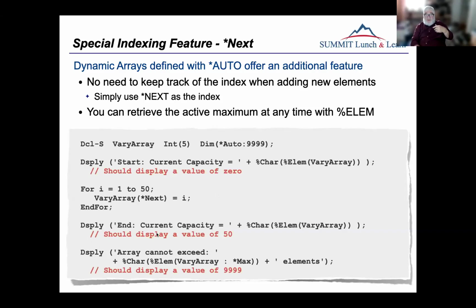At the end of it all, I'm asking it, what's your current capacity? Well, I just added 50 elements. The initial value was 0, so it should be telling me 50, and indeed that is what will be displayed there. And then this is just to show you how to reference the maximum if you need it. Display array cannot exceed, and I've asked it for the max. That will give you the 99999. All right.